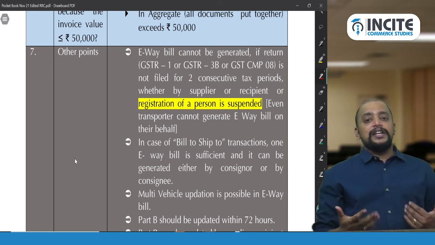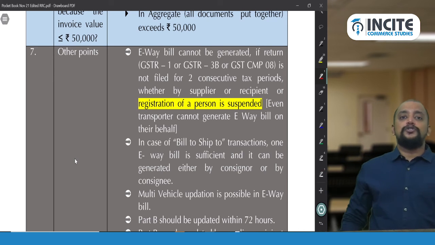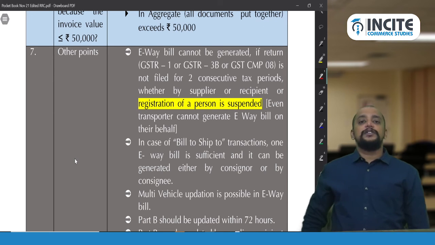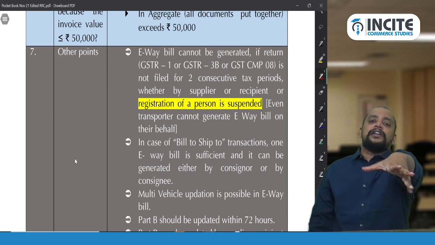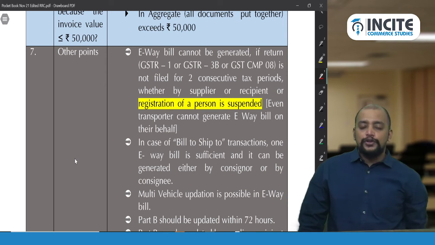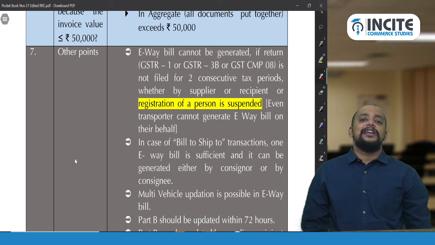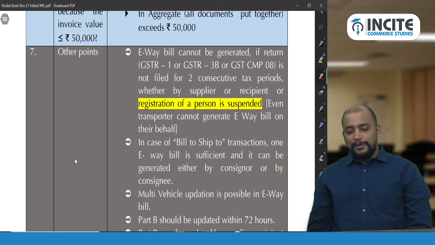Okay. So for example, if the supplier has not filed two consecutive returns, you may think that the recipient can generate e-way bill. No, because the day they enter the GSTIN of the supplier in that, immediately an error message will show that with respect to this GSTIN, e-way bill is blocked. So therefore e-way bill cannot be generated.